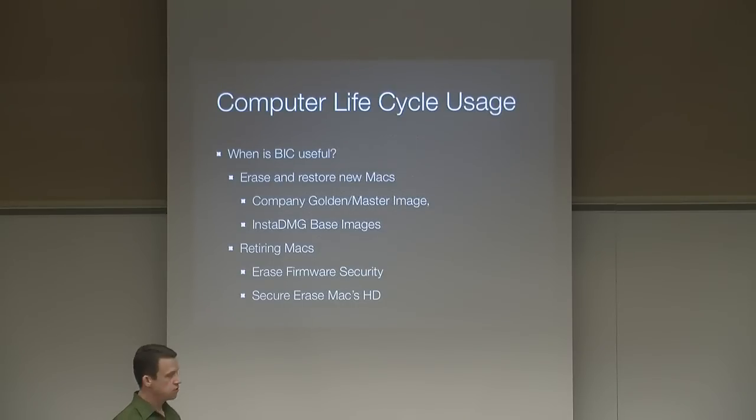When you have a new machine and you have your company golden master image, you want to throw it on. Instead of DMG base images, you can just take an ASR-ready disk image and throw it into the restore images folder, or restore over ASR multicast or over HTTP. Everything that ASR supports, BIC is going to support, because it inherits and calls ASR.